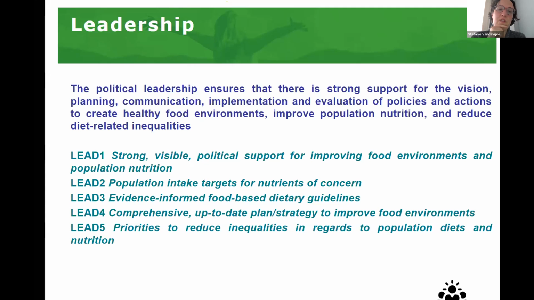Has the government developed and implemented evidence-informed food-based dietary guidelines? Is there a comprehensive nutrition and health plan or strategy, including actions to improve food environments? And then the last one, because that's also really important, are there any priorities to reduce inequalities in regards to population diets and nutrition?